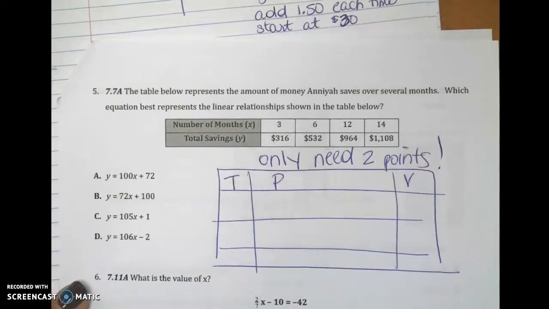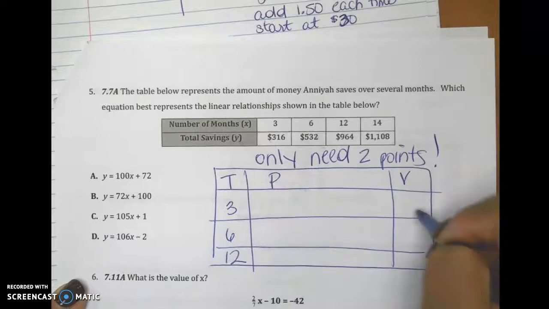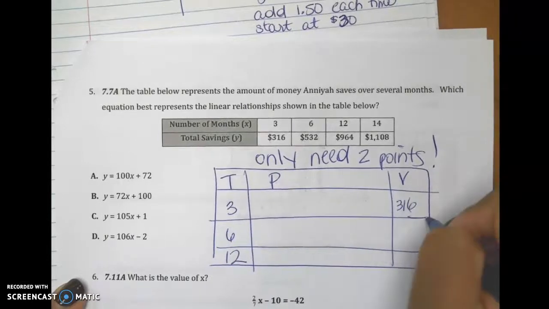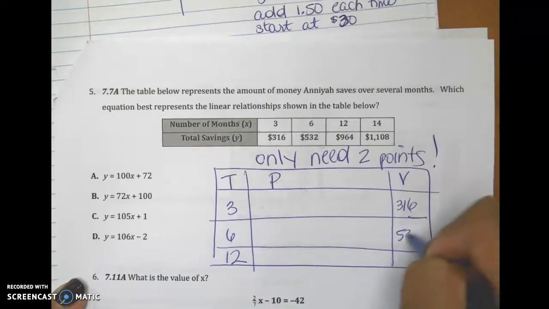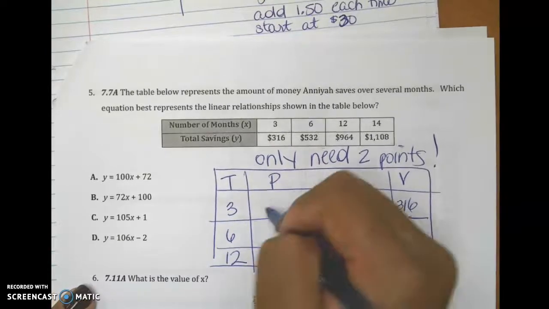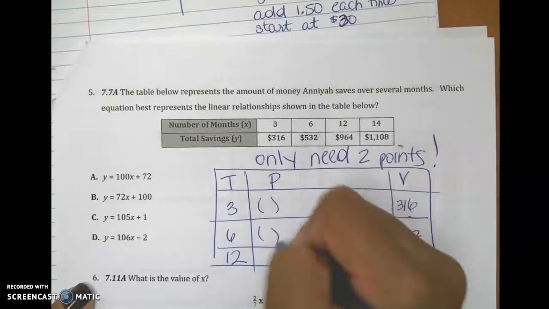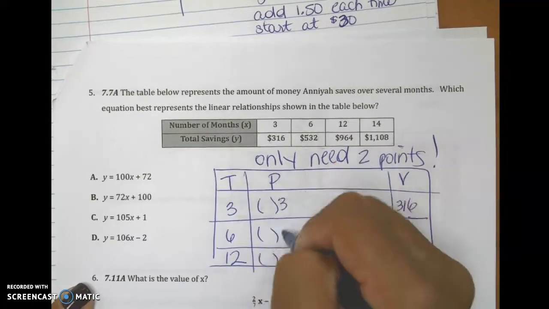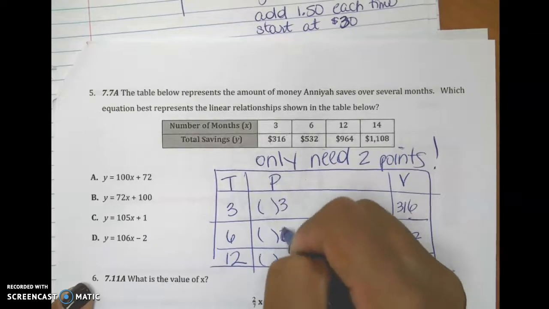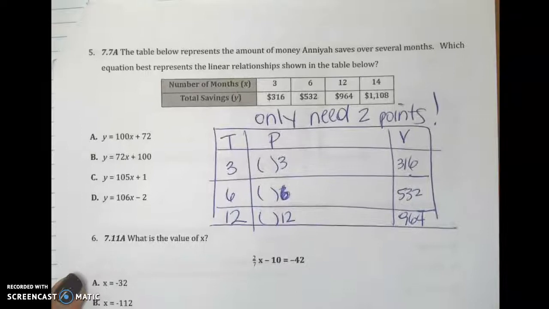Okay? So I could do 3, 6, 12, and then 3, 16, 532, and 9, 64. So my step 1 is put parentheses in the term in the process column. Now my next step is to find the rate of change.